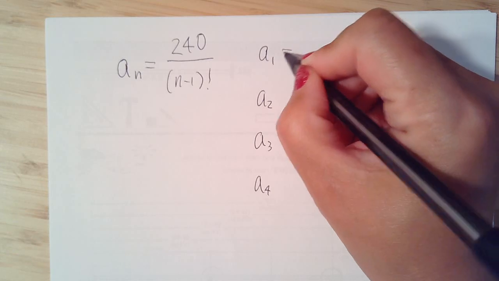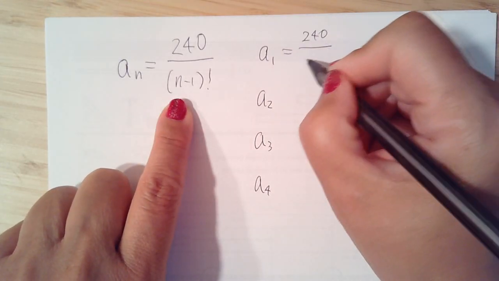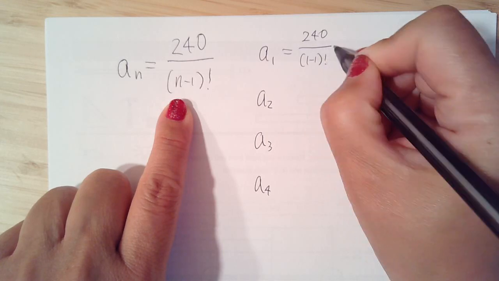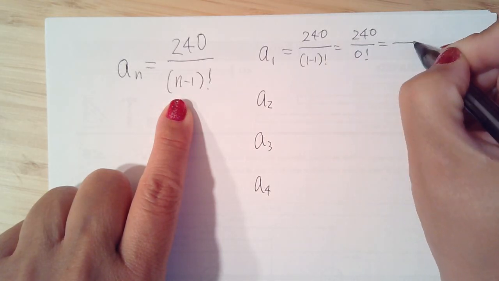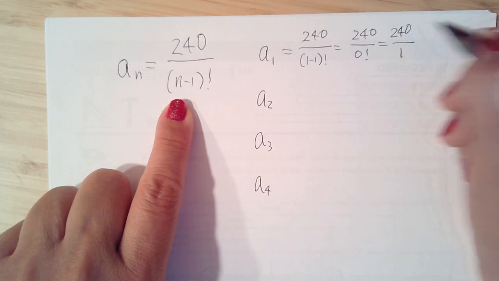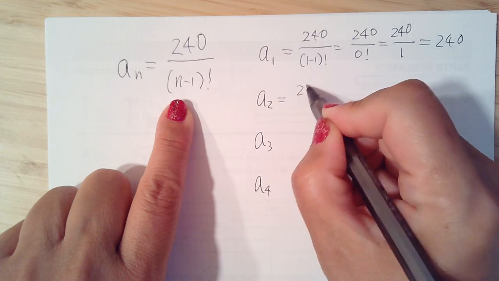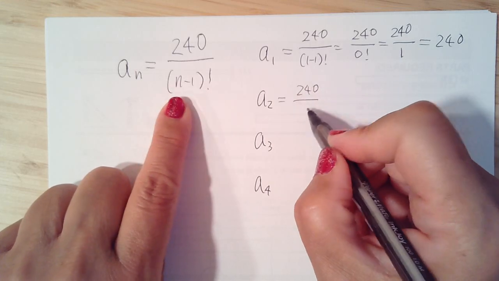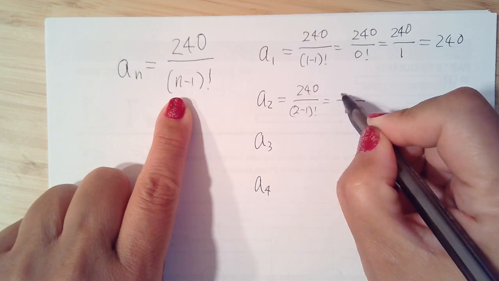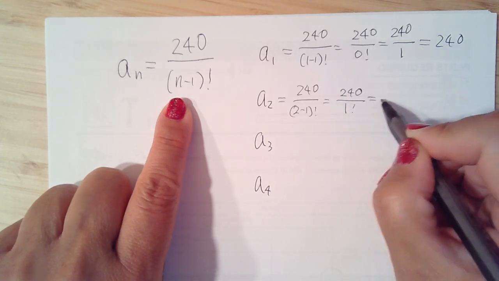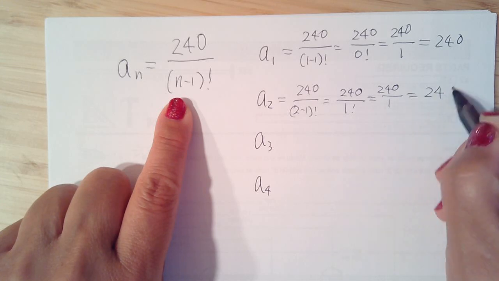So a1 equals 240 over 1 minus 1, which is 0 factorial. By definition, that's 1. So it's 240 over 1, so that is 240. And a2 is 240 over 2 minus 1 factorial, which is 1 factorial. Okay, and 1 factorial is just 1. So it's 240 over 1. The answer is also 240.